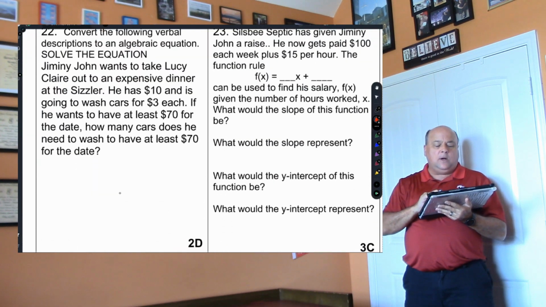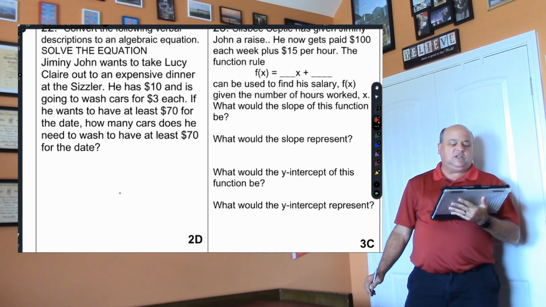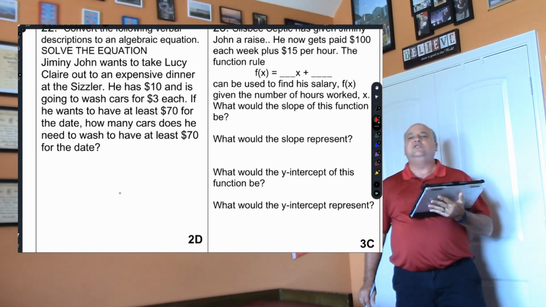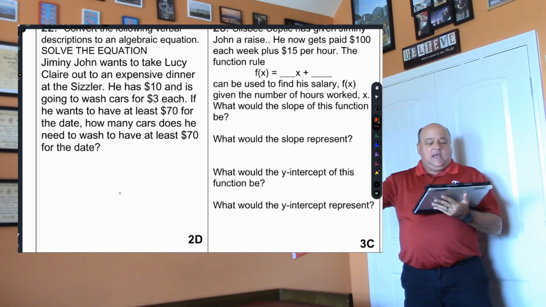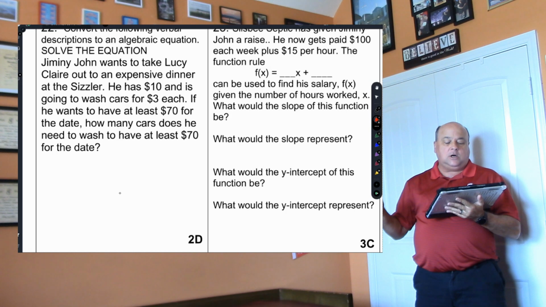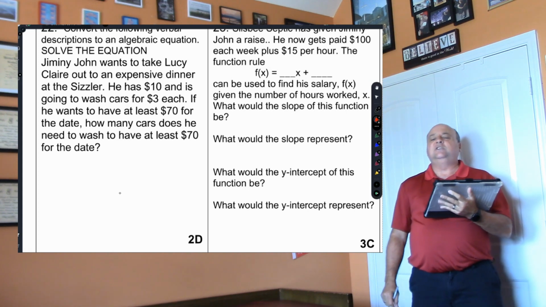Continuing on, we're almost done. Jimmy John wants to take Lucy Claire out to an expensive dinner at the Sizzler. Nothing says you love her like taking her out for steak. He has $10 and is going to wash cars for $3 each. If he wants to have at least $70, how many cars does he need to wash?